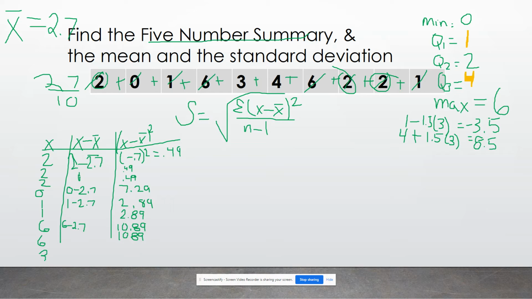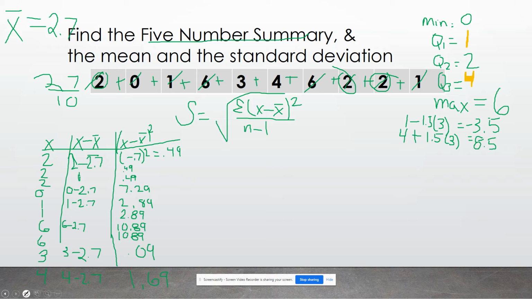All right, so I got that other 6, and now I have a 3 and a 4 left. Okay, so 3 minus 2.7 is going to give me 0.3, and 0.3 squared is 0.09. And 4 minus 2.7 is 1.3, and 1.3 squared is 1.69.